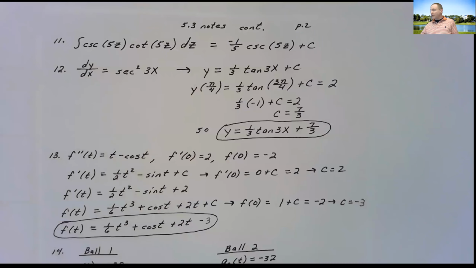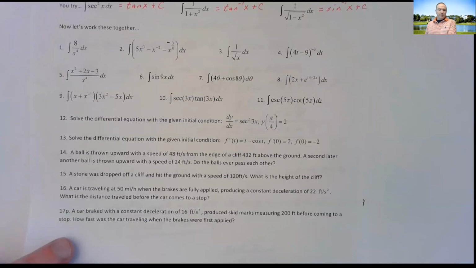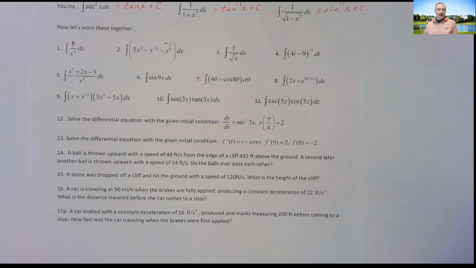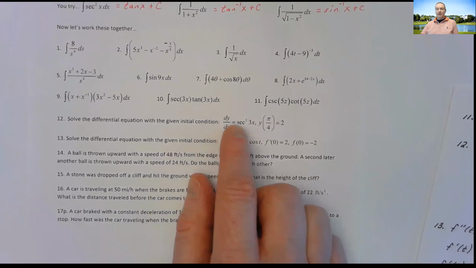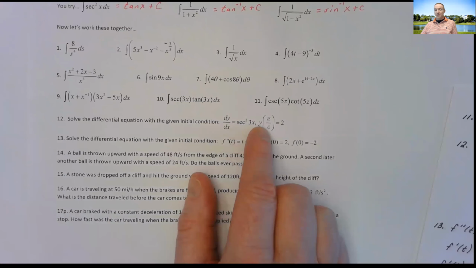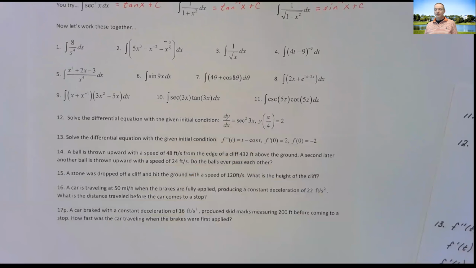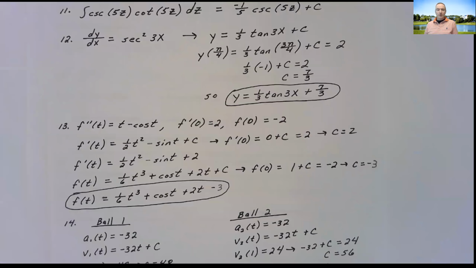Now we're to some problems where we have to do a little bit more thought. So for number 12 here, I said I want to solve the differential equation with a given initial condition. So I'm telling you that the first derivative is equal to secant squared of 3x. And I'm telling you an initial condition on the original function. I'm saying that the original function evaluated at pi over 4 is equal to 2. That's just information to be able to get rid of c. So notice what I did here.